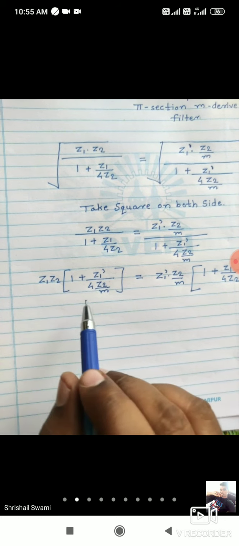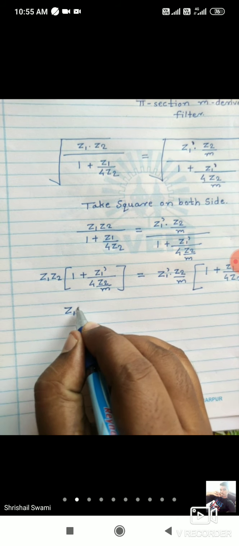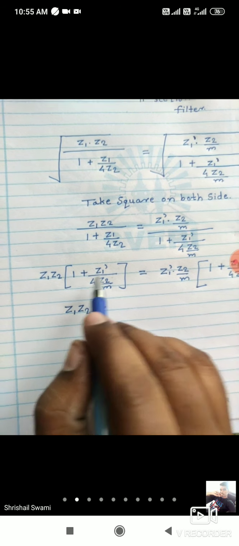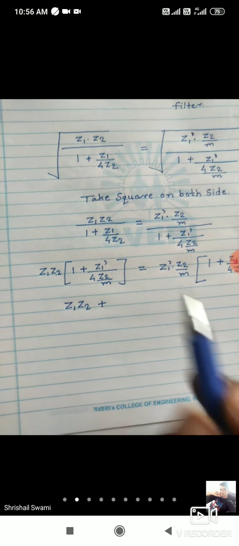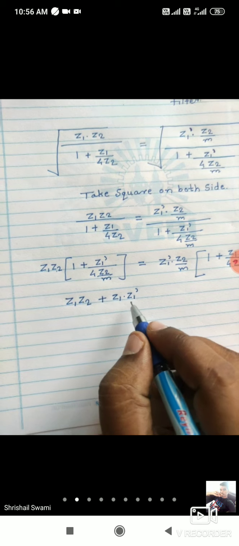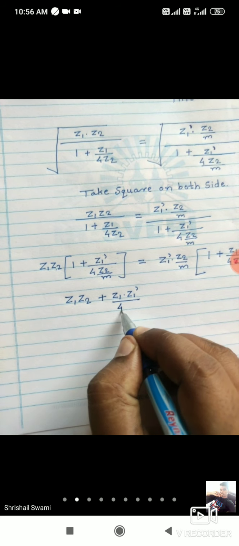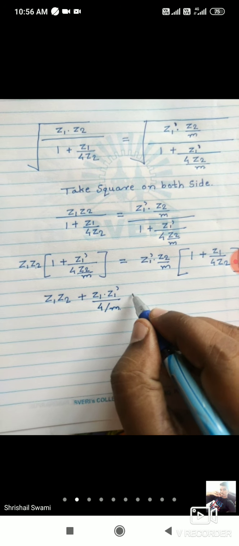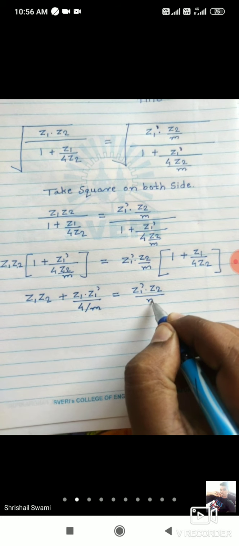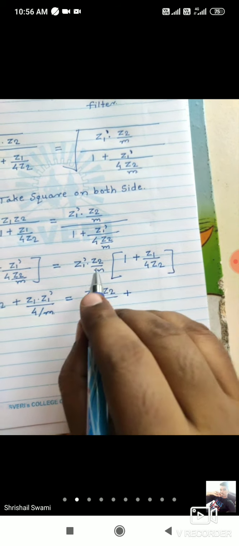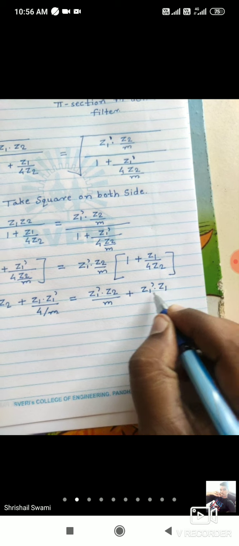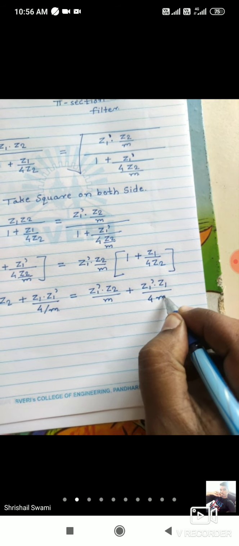So multiply now properly. This is Z1 Z2 multiplication plus. So what will be here? इथं काय होऊ शकेल बघा, Z2 cancel होणार. So it is Z1 into Z1 dash. Z2 will get cancelled, divided by 4 by m. So it is equal to, now here Z1 dash into Z2 divided by m plus, आता इथं काय होणार, परत Z2 कॅन्सल होणार, Z2 will get cancelled, Z1 dash into Z1 divided by 4 into m.